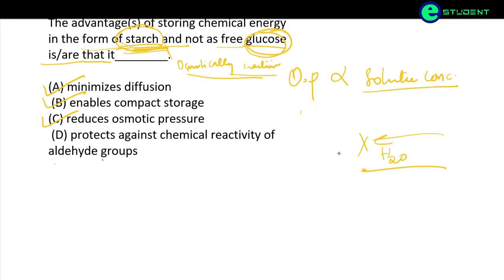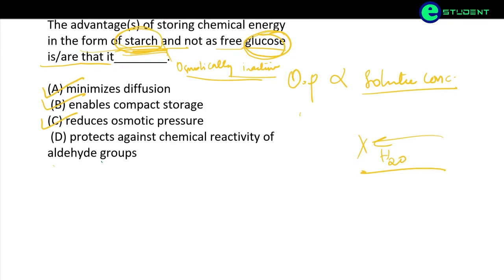Protects against chemical reactivity of aldehyde group. When glucose is present individually, it has an aldehyde group at its terminal. So that aldehyde group is more susceptible to reacting with other molecules. But when it is present in starch in a compact form, it is not susceptible to reacting with other molecules. It is closed in a kind of packet. So it protects against the chemical reactivity of aldehyde groups. This is also absolutely true. So here all four options A, B, C, D are true.